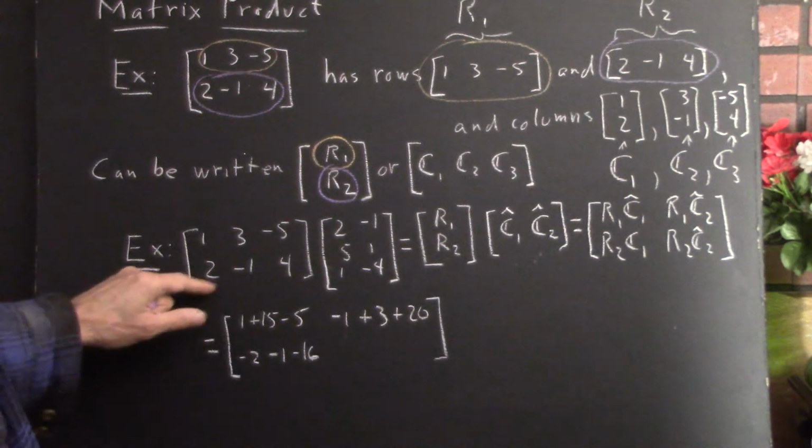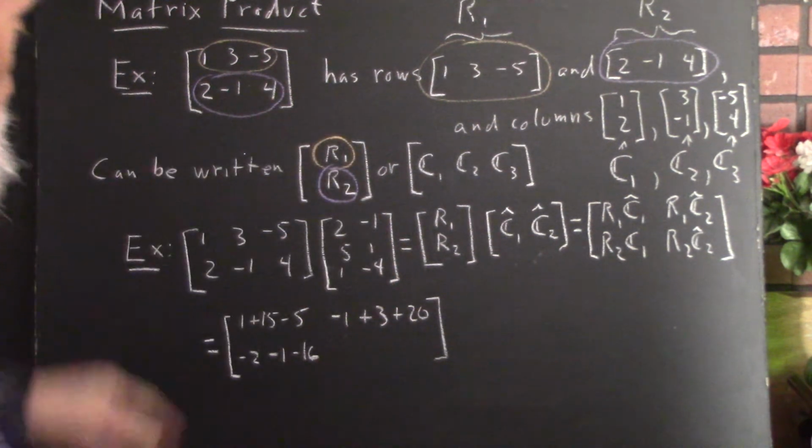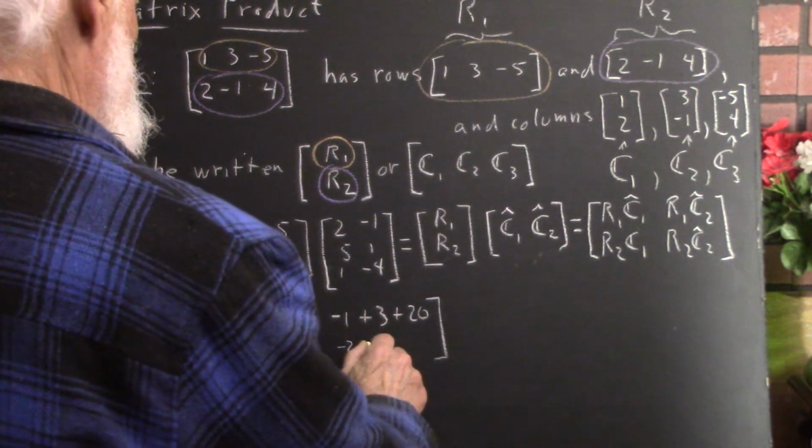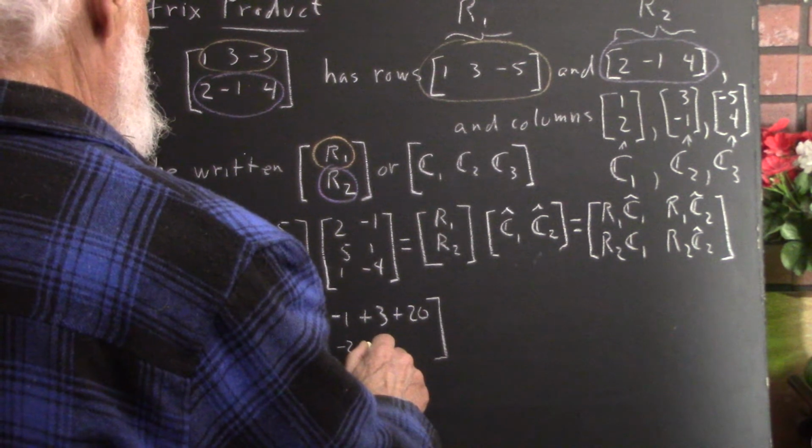And then finally, second row times second column. 2 times negative 1 is negative 2. Negative 1 times 1 is negative 2. Negative 1, uh-oh.